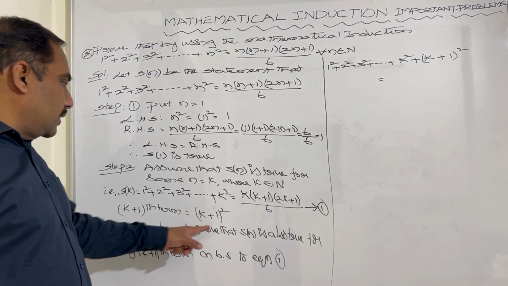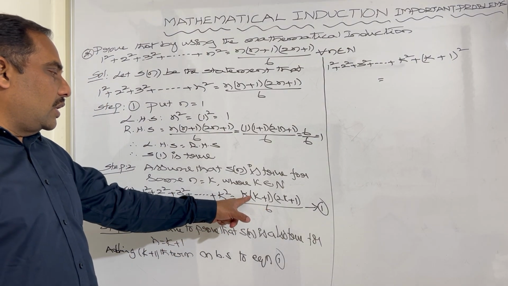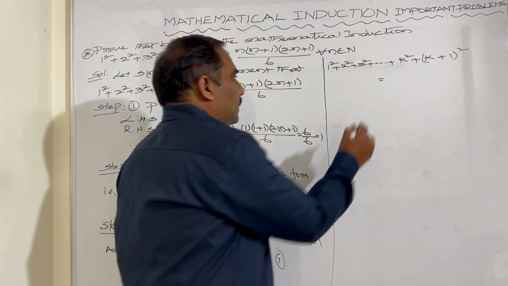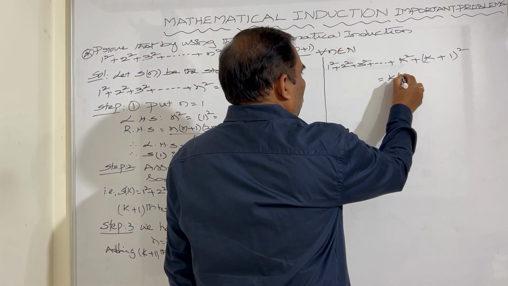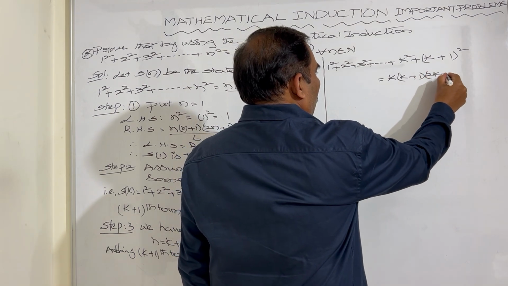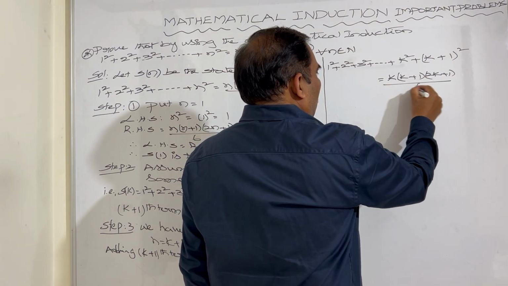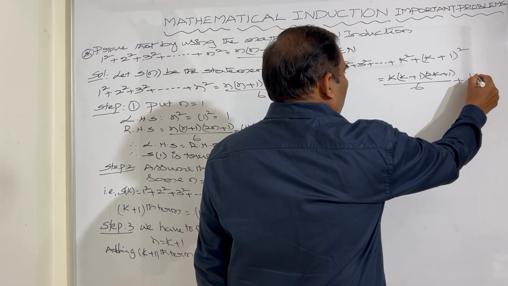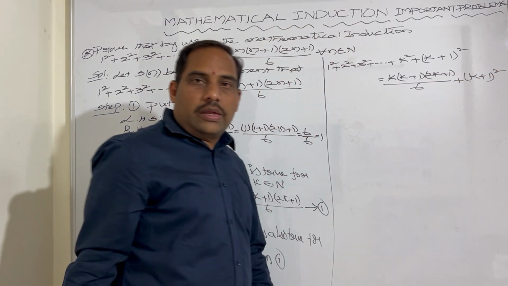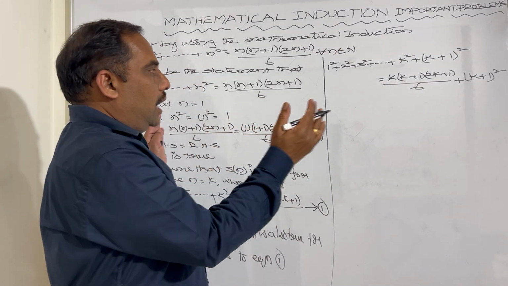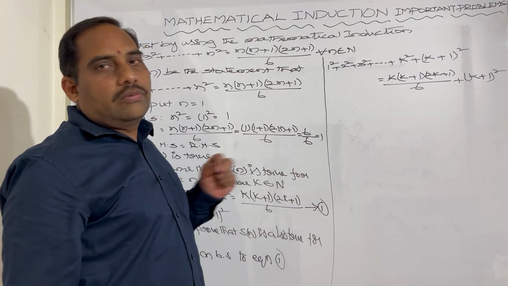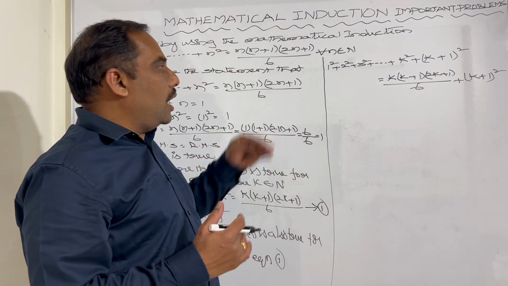the right hand side we have here: k into k plus 1 into 2k plus 1 whole divided by 6. And for this also adding the k plus 1th term, that is k plus 1 whole square. Now what I did here, I added the k plus 1th term on both sides to equation 1. Now what do I have to prove?